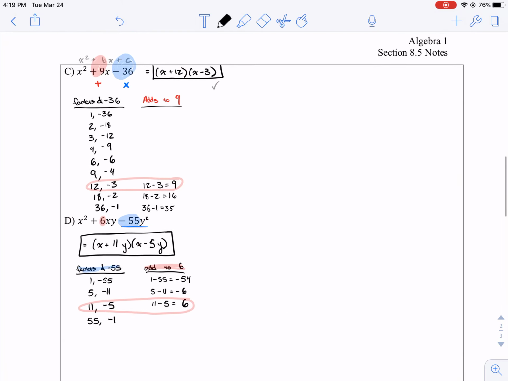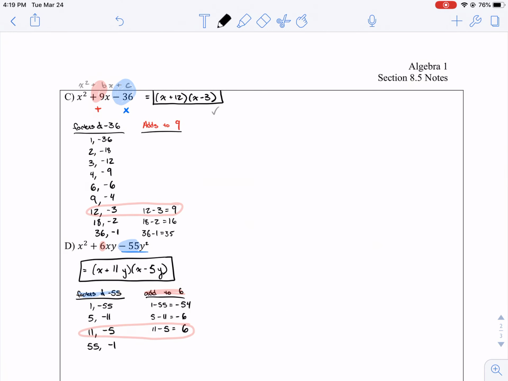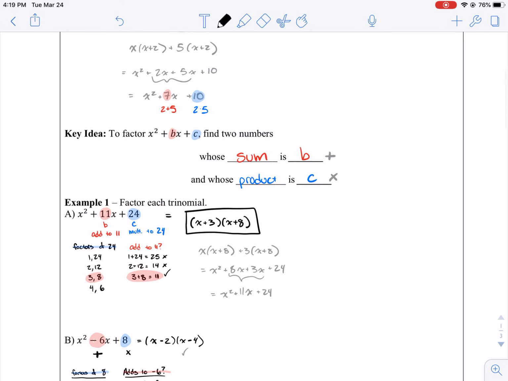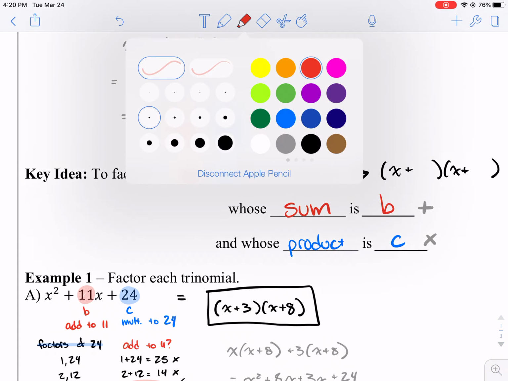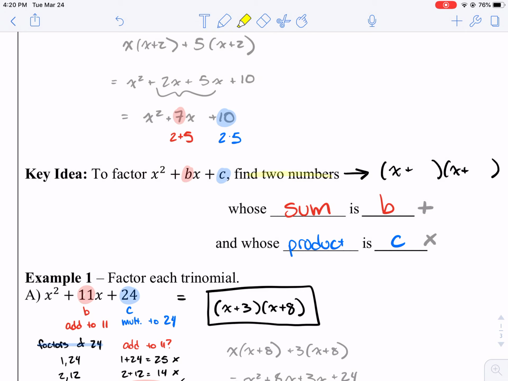Cool. There it is. So again, our theme idea of the day is you want to find two numbers that add up to B and multiply to C. So that'll follow the pattern x plus something times x plus something else. And those two numbers, whatever they are, will go in your x plus whatever, x plus something else.